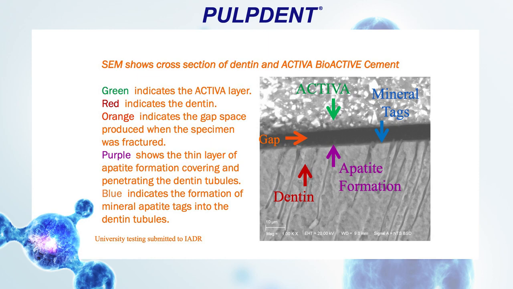And you can see on the photomicrograph on the right, that gap was actually produced when the specimen was fractured, but you can see apatite layer formation on the surface of the dentin and the tubules being filled with mineral tags. This is from the calcium and phosphate that is available from ACTIVA to help form apatite at this interface.